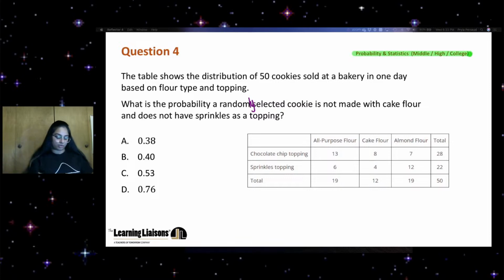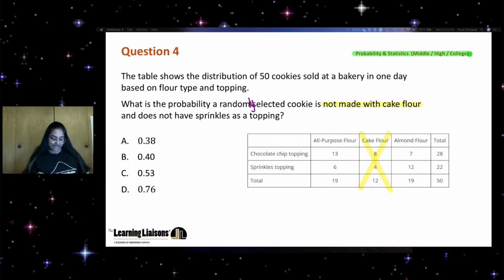So we're going to take it one piece at a time. Not made with cake flour. So you can do this game where you go, not made with cake flour. So what type of flour is it made with? Well, if it's not cake, we're going to cross that off, which means that it could be all-purpose and it could be almond.